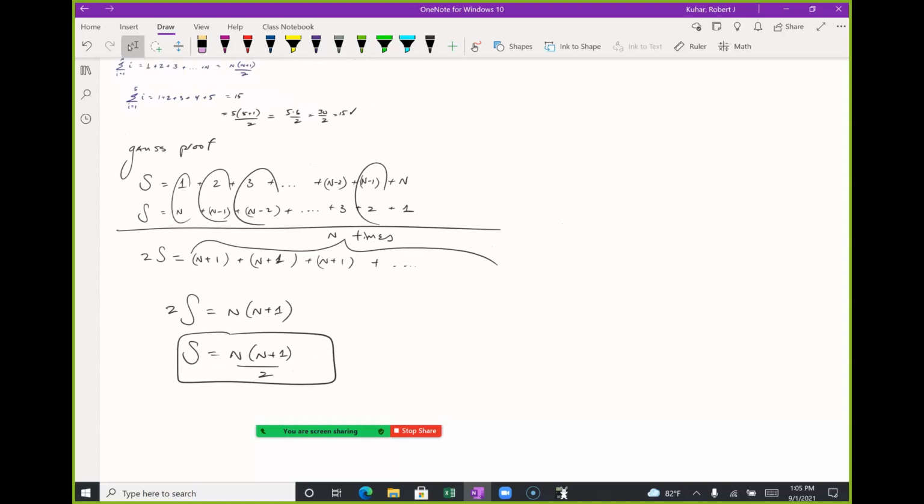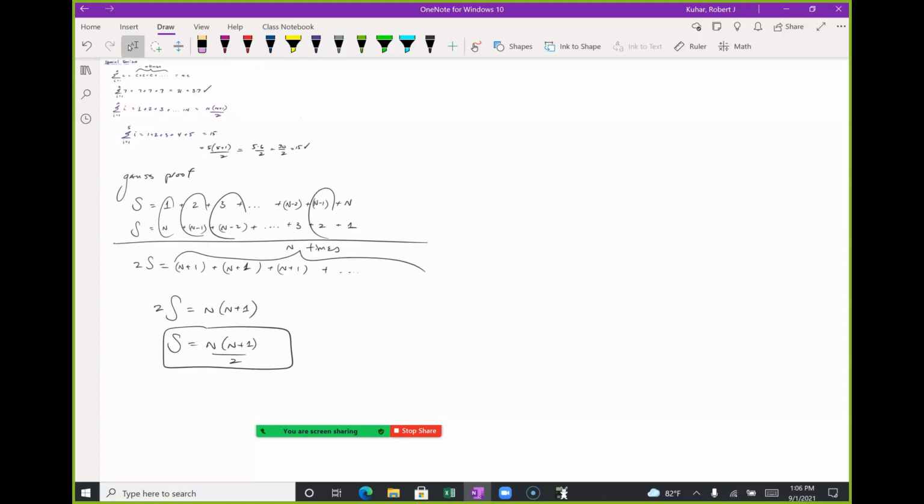So pretty fascinating that this sum works out. Now, let's take a quick look at a homework problem. Okay, so I think I have it open. Let me open it and see if it's still open.